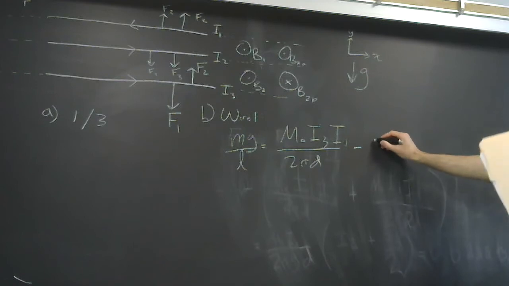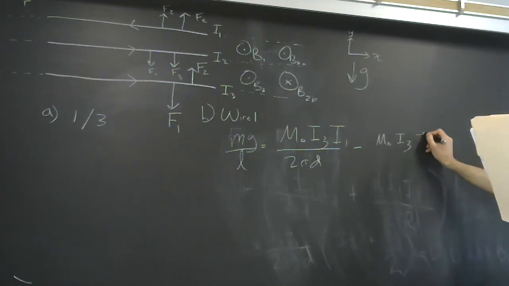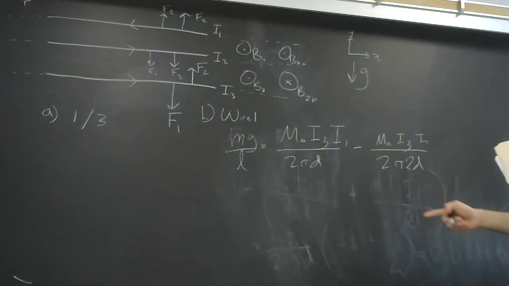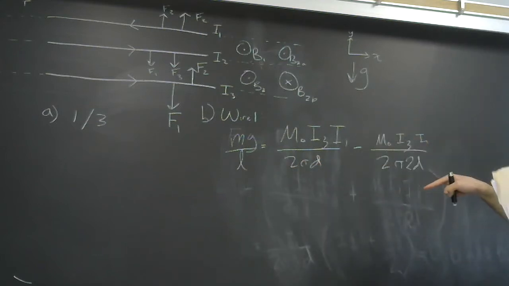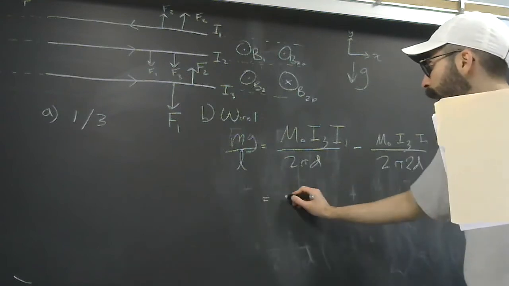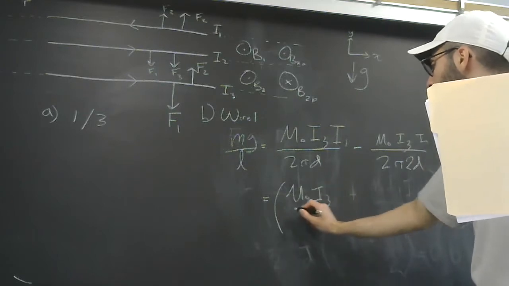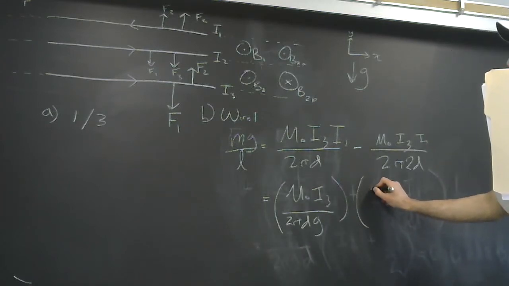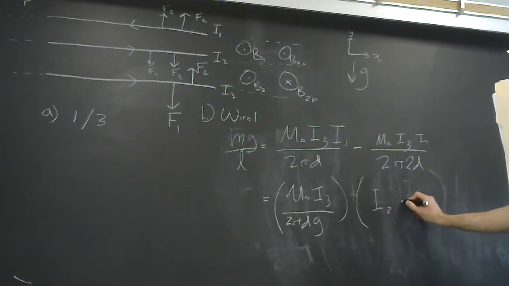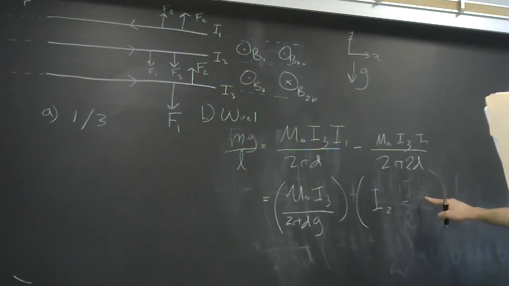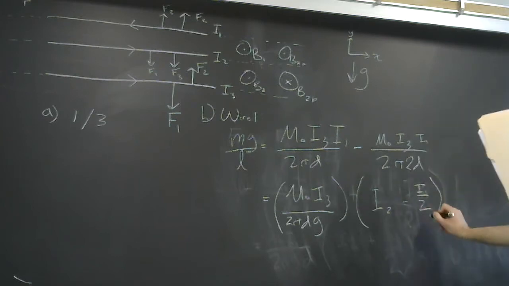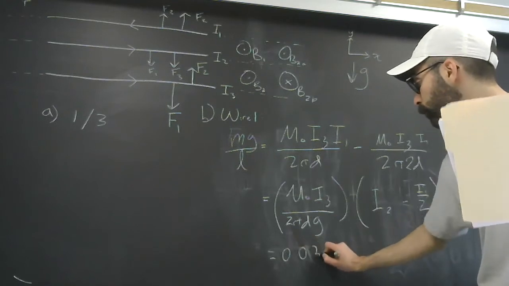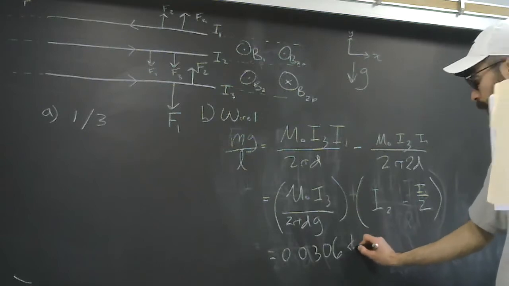And then F1 here is mu naught, again talking about I3, I1 divided by 2 pi 2d. Okay, and this is completely the same setup as the previous one. Multiply by 1 over g on this side, factor out, then solve for a mass per unit length. I'm just going to skip a few steps and give you the factored form. It's going to be mu naught I3 over 2 pi d g, and then over here we have I2 minus I1 over 2. Okay, so at this point we have enough to solve. Just plug in everything, and this will come out as 0.0306 kilograms per meter.